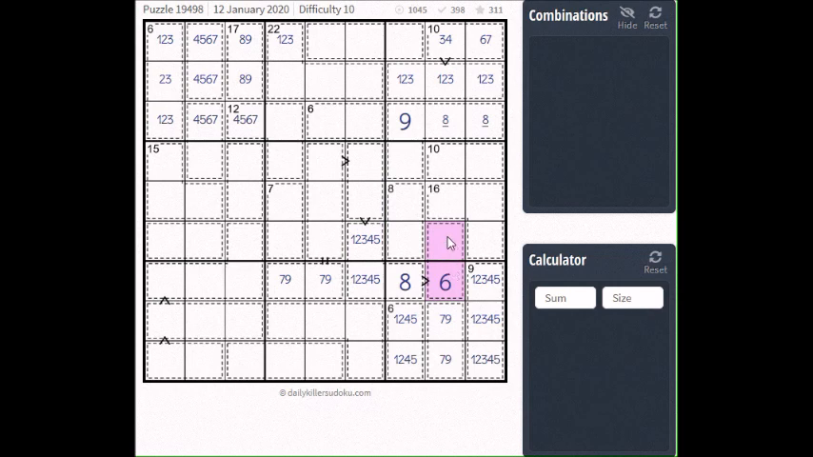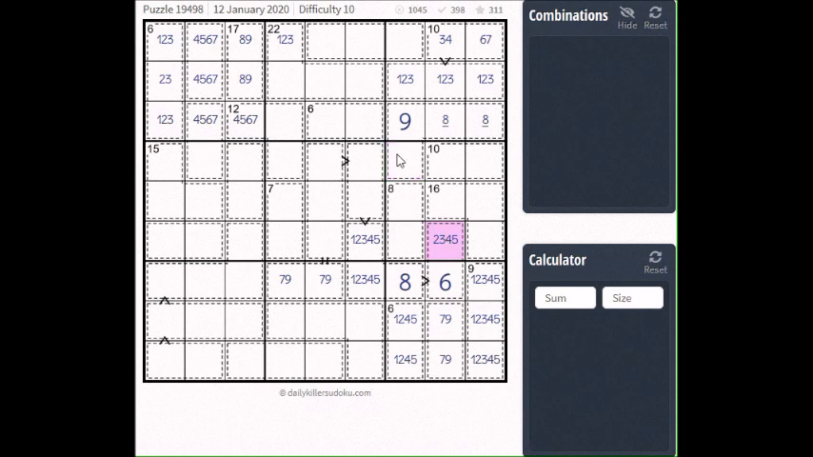So maximum. So this cannot be 8. It cannot be 7 because of the 7 here. It cannot be 6 because of the 6 here. It's 5, 4, 3, 2, and it cannot be 1 because the sum of these two cells is 11.